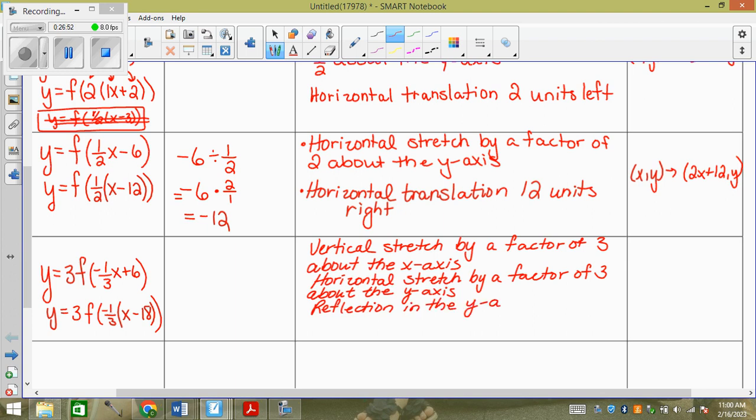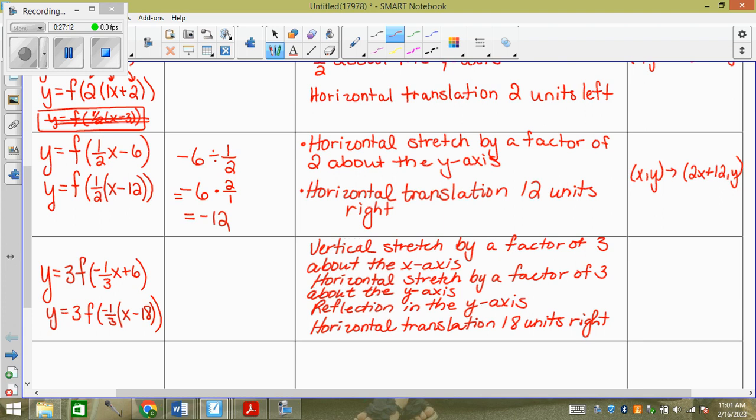Do I have any translations? Horizontal translation. 18 units what? Okay.